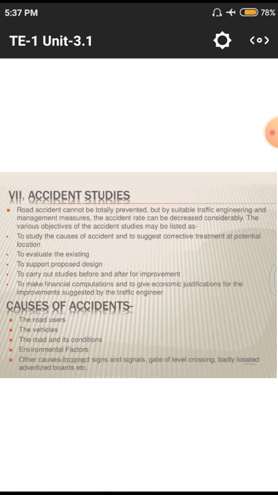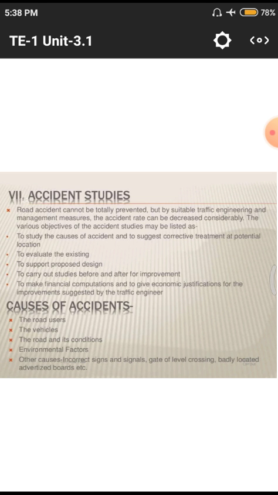That means the driver may be drunk, or the driver may lack mental maturity, or the road is not aligned properly. Is there any monsoon season? Likewise we have different causes. First of all, we need to identify the main root cause for the particular accidents. Those things we need to identify by different case studies.